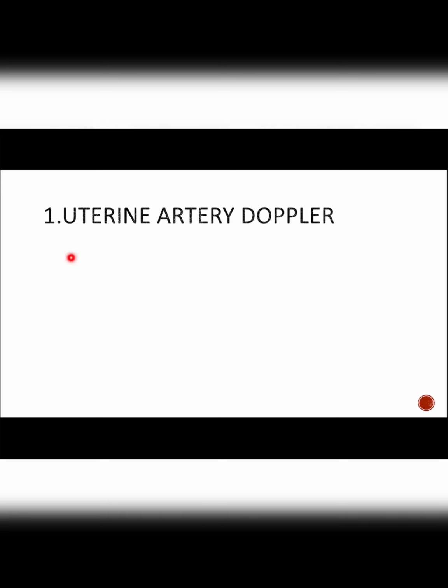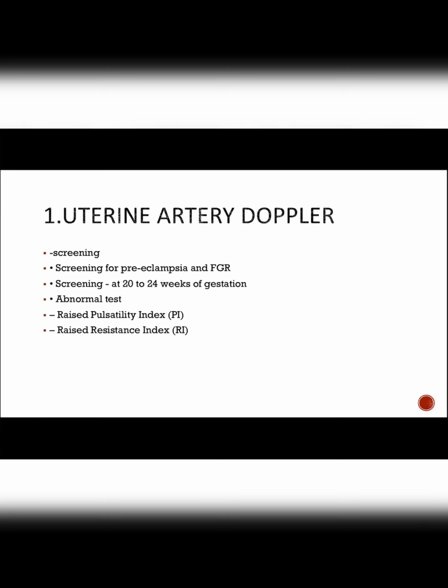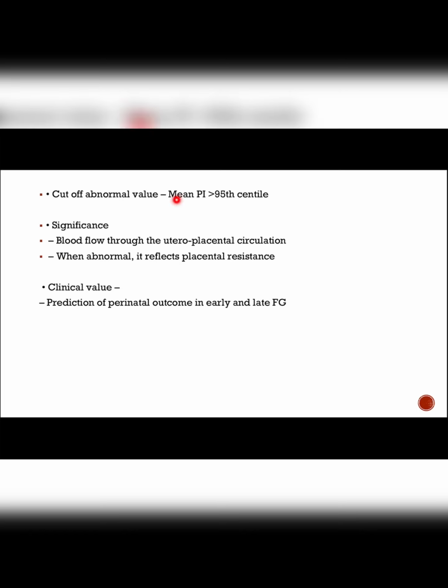So uterine artery. What happens here? If the mother comes to you with preeclampsia, we'll surely be doing the Doppler in those females, because we want to know if there is abnormal uterine artery Doppler. This screening is done at the 20 to 24th week. We have seen what is pulsatility index and what is resistive index. If these two increase, we call it an abnormal uterine artery Doppler. The cutoff is whatever is more than the 95th centile.